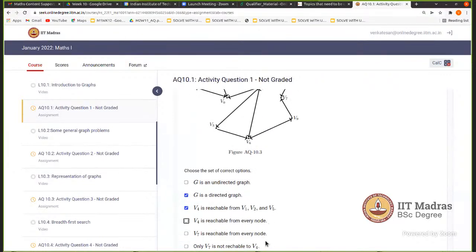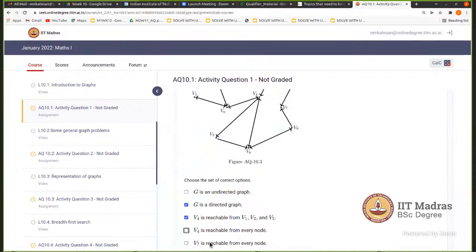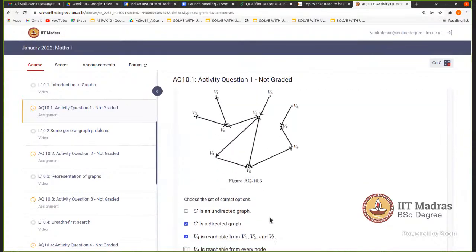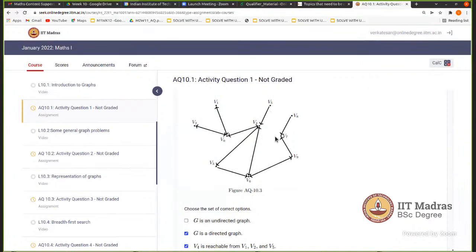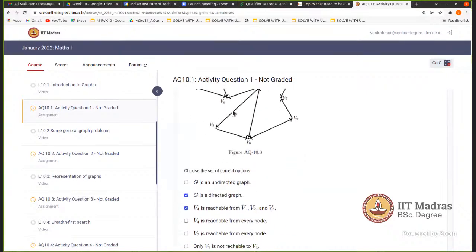The next option: V7 is reachable from every node. That means if you start from any node, you should reach V7. Is this true? Yes, sir, it's correct. You can check. Start from every other vertex. Start from V1, check whether there is a path to V7 or not. Start from V2, check the path. V0, V5, V4, V3, V6, V9, similarly V8. Once you check, you will get that from anywhere you start, you can actually reach V7. So that means this is correct.